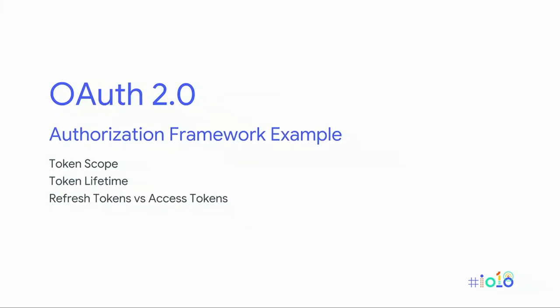The two big ones are token scope and token lifetime. Token scope describes what privileges are associated with the token. So what can the bearer of this token get access to? Token lifetime describes when the token expires. And there's this notion of refresh tokens versus access tokens.